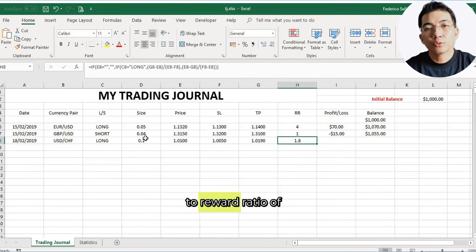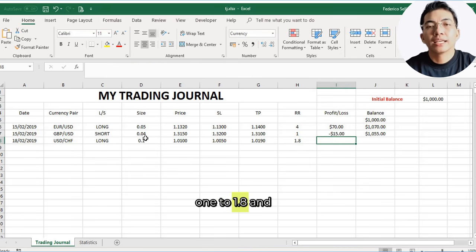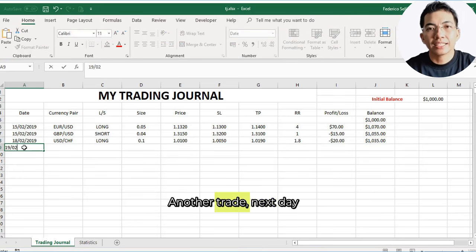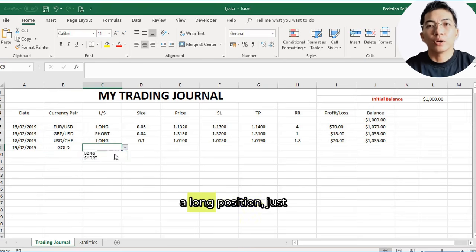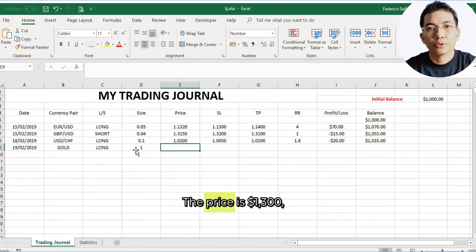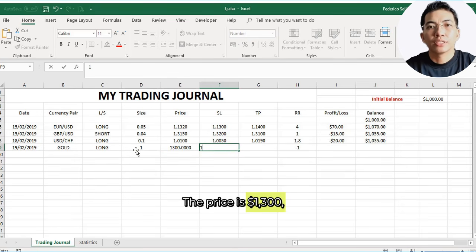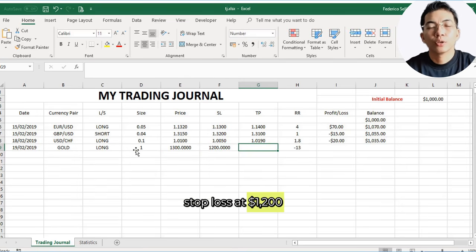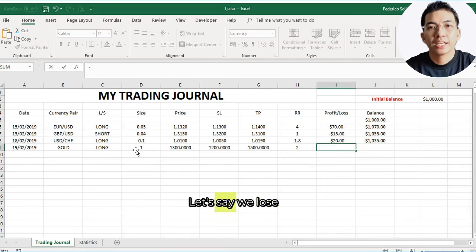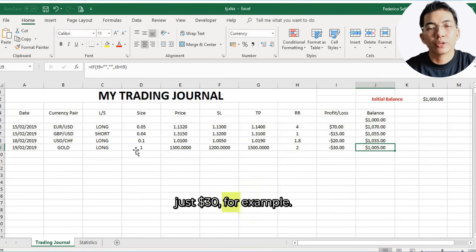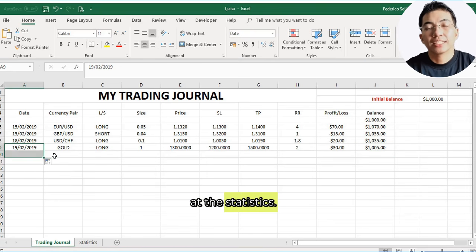We have a risk to reward ratio of 1 to 1.8, and we lose again, let's say $20. Another trade, the next day we have, let's say, gold, a long position, just one contract, the price is $1,300, stop loss at $1,200, and take profit at $1,500. Let's say we lose just $30, for example. It is not the case because we are trading with a whole contract, but it is just a quick example to have a look at the statistics.